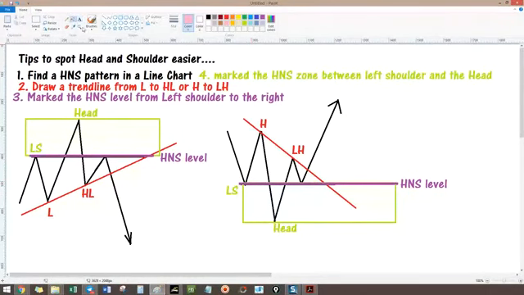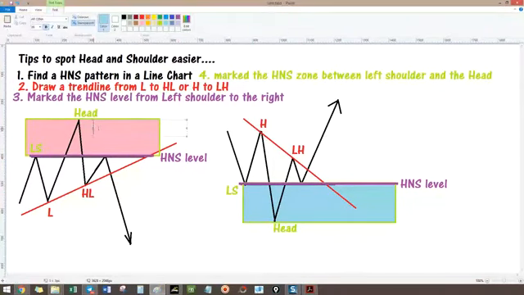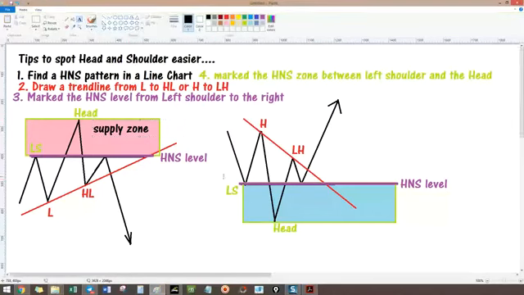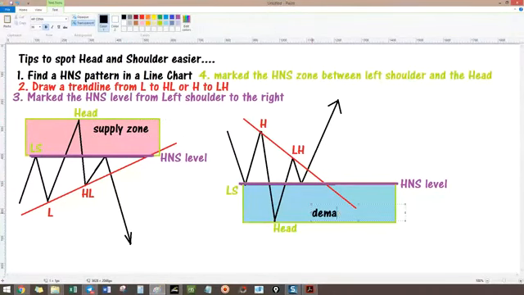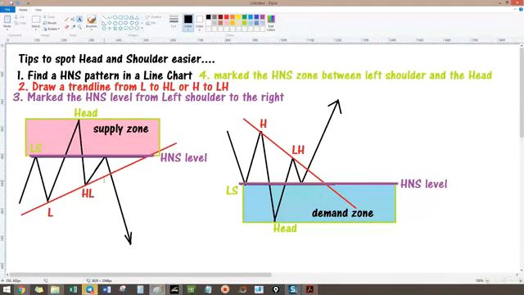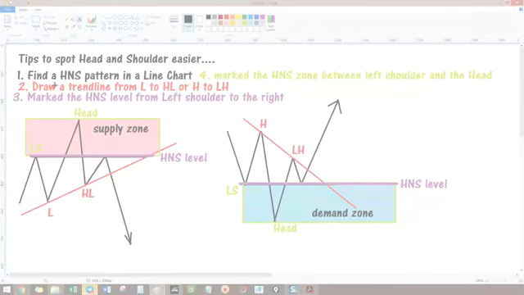And for supply is pink color or any color you want, and for demand maybe blue color. Supply zone, demand zone. Okay, right. We have this one. I will also send this in the Facebook group.